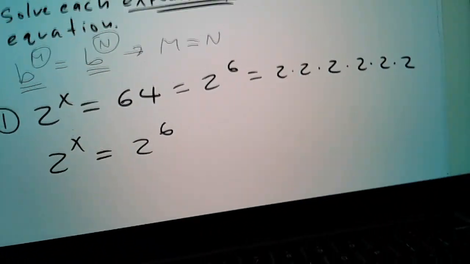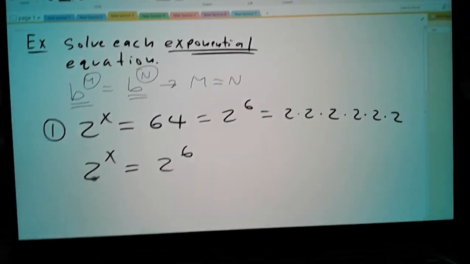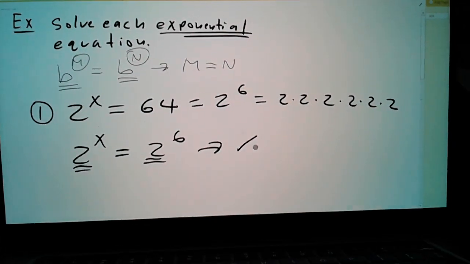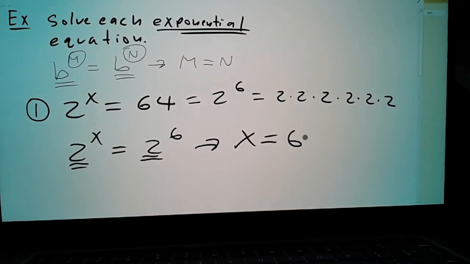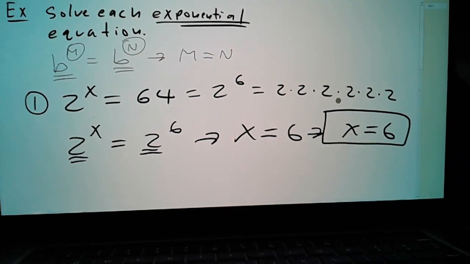So I have it in a form that looks like this: b to the m equals b to the n. So I can set these equal to each other. They have the same base, 2. So that means x is equal to 6. So x is equal to 6, has to be the answer.